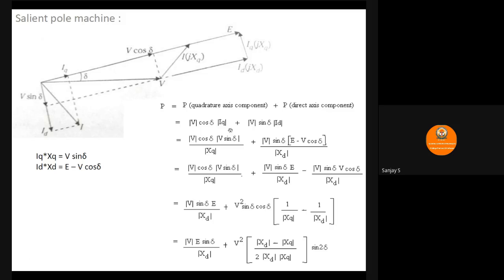Then in the next step you can see V cos delta. In place of IQ, I'm going to write it as V sin delta by XQ. So I'm trying to express IQ. IQ is nothing but, see from the diagram you can see IQ is nothing but the, over here.